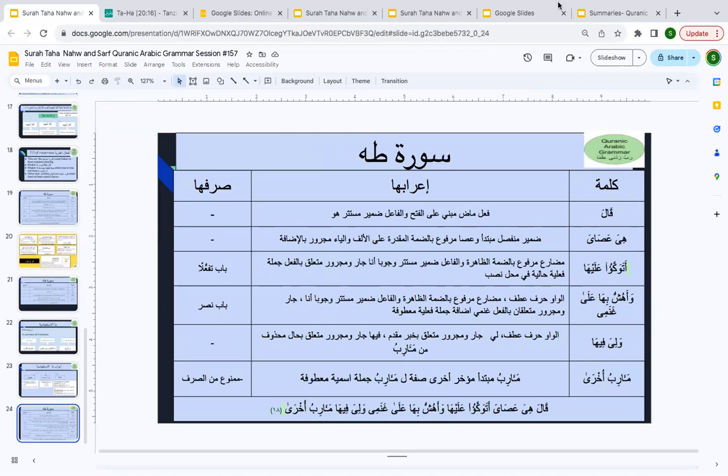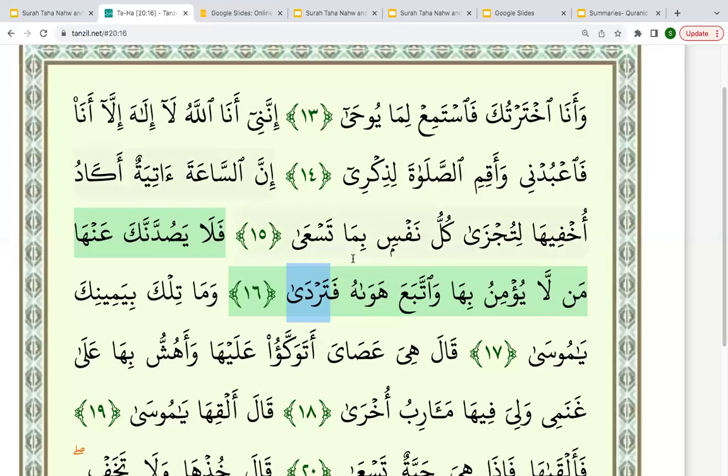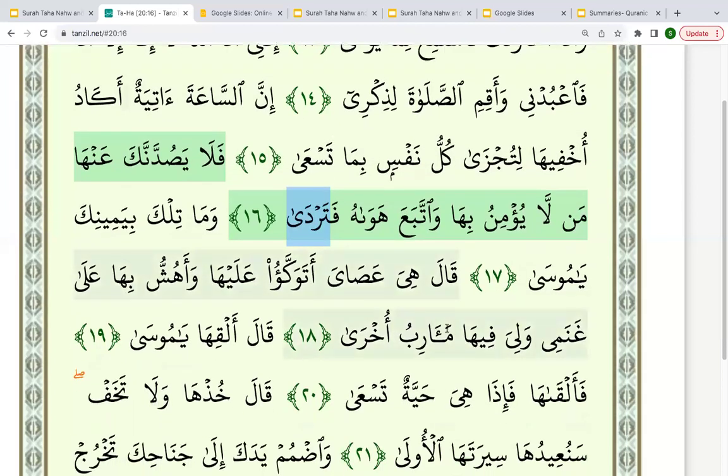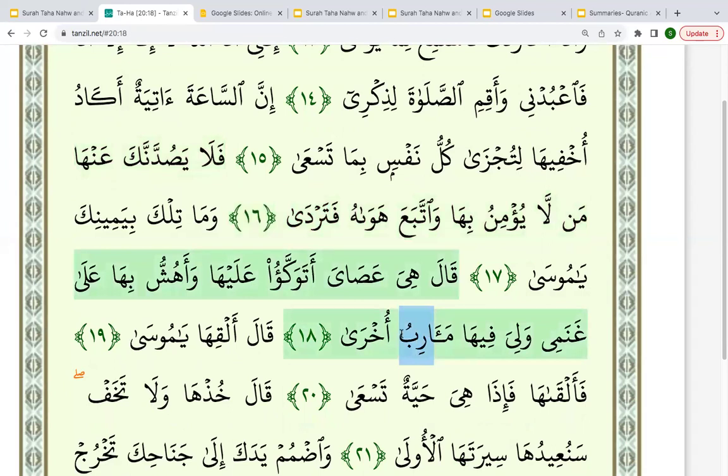ma'aribu ukhra. So what are you finding special on this word ma'aribu ukhra, the last verse I think that we did in our last session? So ma'aribu, what kind of a word is it? Very well done. It's a plural. If it is a plural, which category of plural is it?